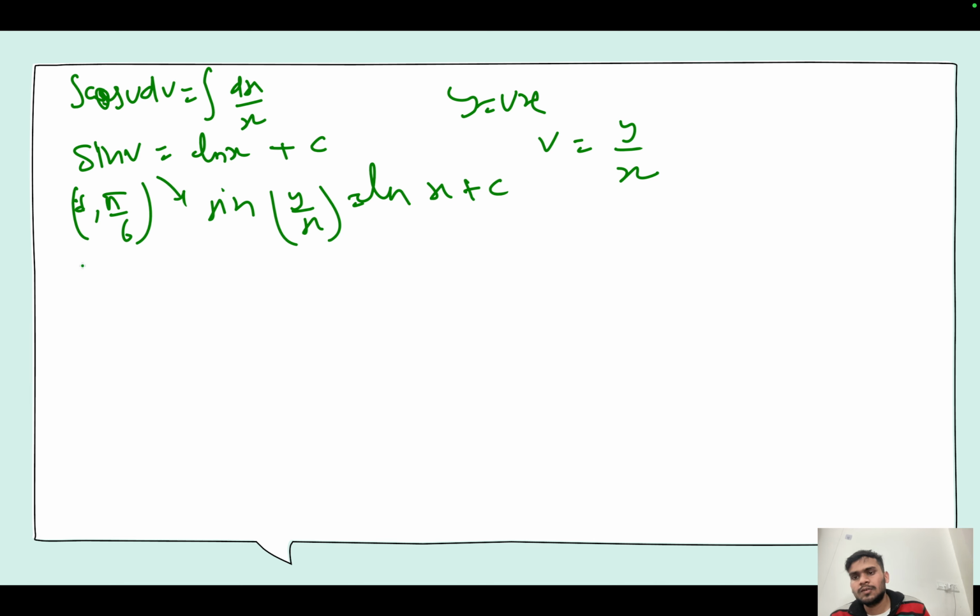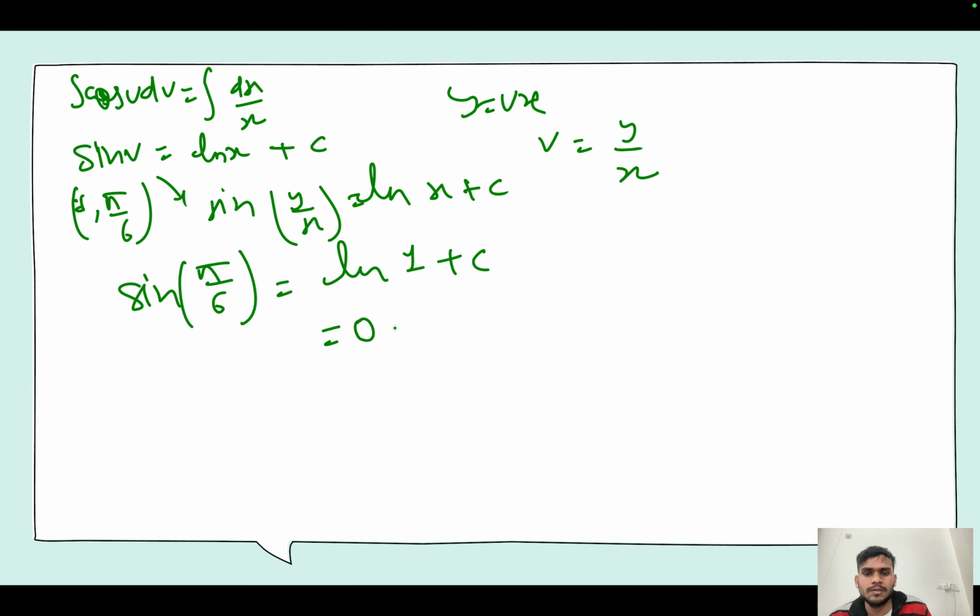Okay, so now put 1 comma pi by 6. Y is equal to pi by 6, that is pi by 6, x is equal to 1. Okay, and ln 1 plus c, the value of ln 1 is 0, and sin pi by 6 is 1 by 2, so c is equal to half.